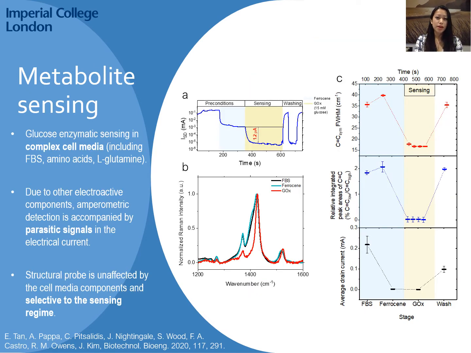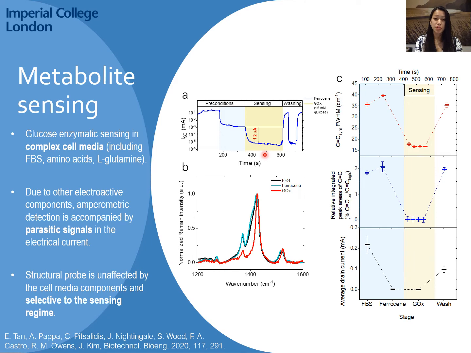So in a similar way, we can use another experiment to test the selectivity of the structural probe in physiologically relevant environments by using complex cell media as the electrolyte. So the addition of ferrocene alongside the other electroactive components that exist in the cell media causes a significant decrease to the current, nearing 0 amps, limiting the sensing to only about a microamp.